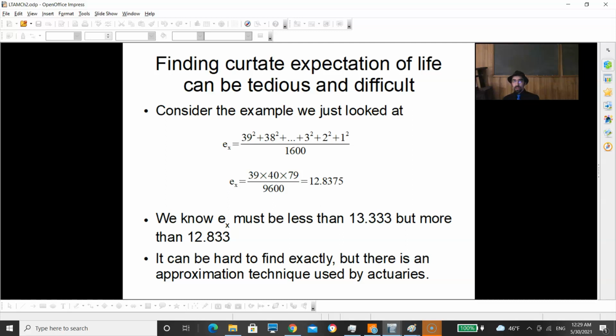Therefore, in this case where the survival function is concave up, curtate expectation of life will be slightly more than complete minus a half. If it were concave down, it would be slightly less than complete minus a half. I'll go into how to deal with that concavity in that other video with the approximation technique. For right now, that's all you need to know.